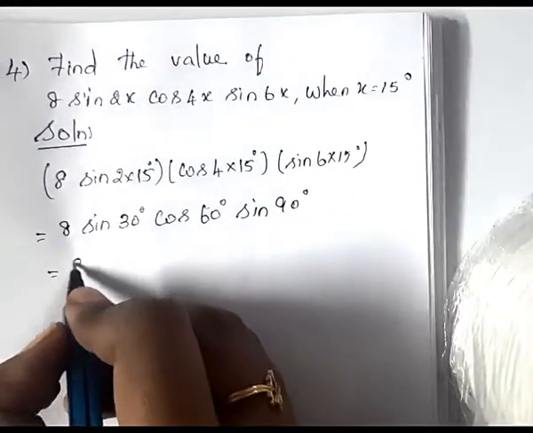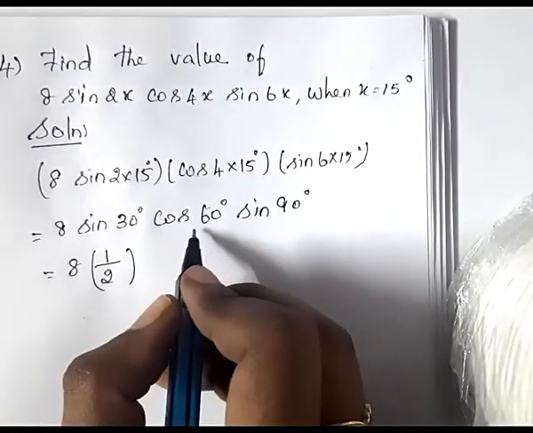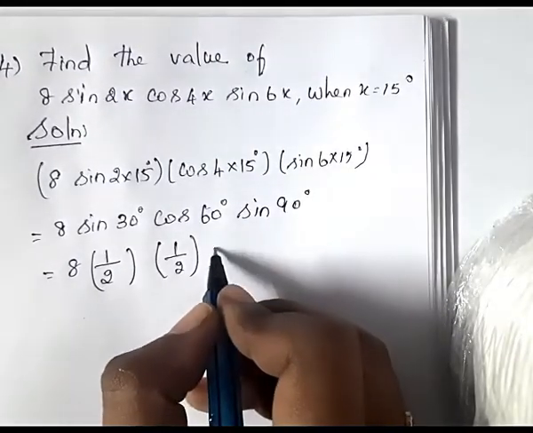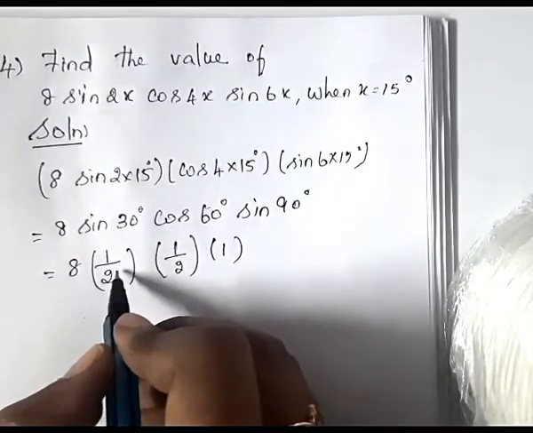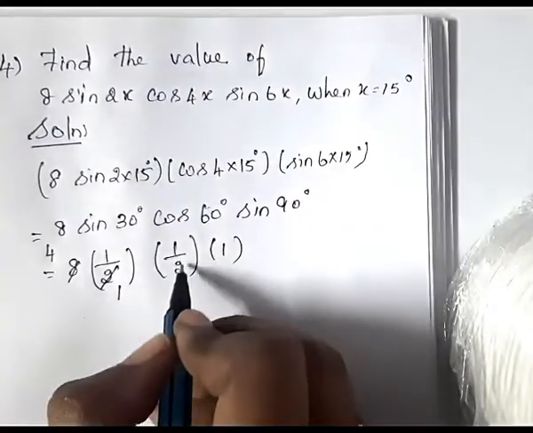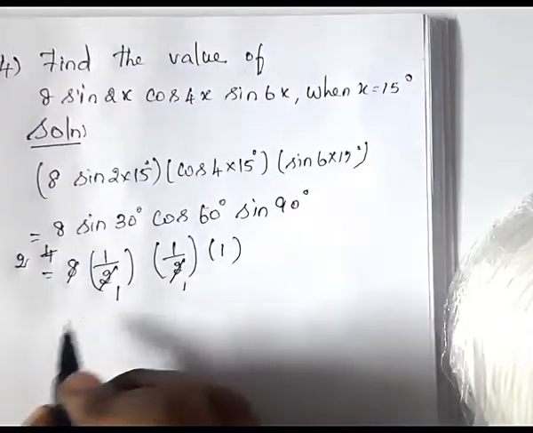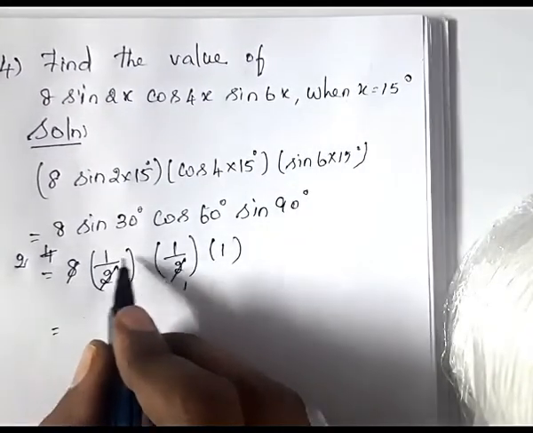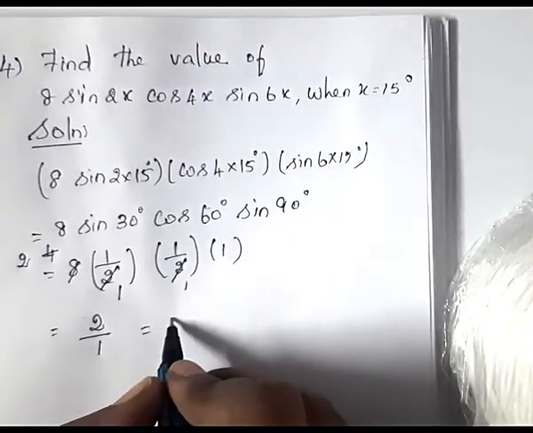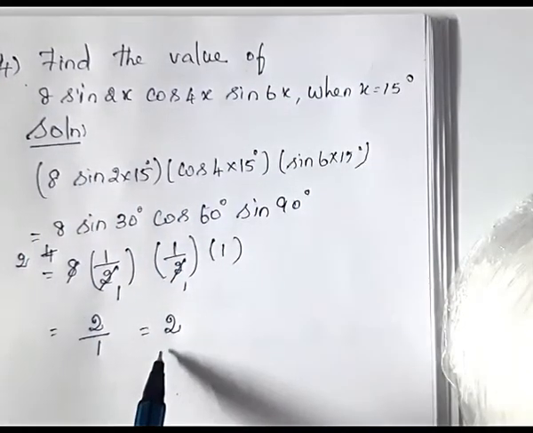That is equal to 8 into sin 30 value is 1 by 2, cos 60 value is 1 by 2, sin 90 value is 1. So we can cancel it. 1 4 times 8, 1 2 times 8. So in your numerator you have 2 into 1 into 1 into 1. So that is 2 by 1. That is equal to 2. So the value of this is 2.